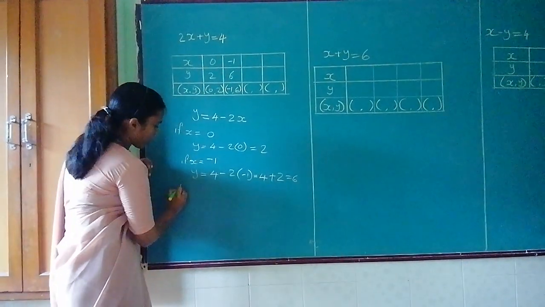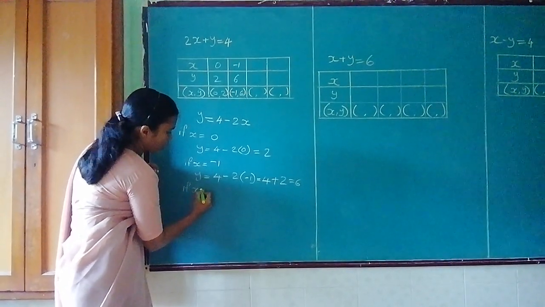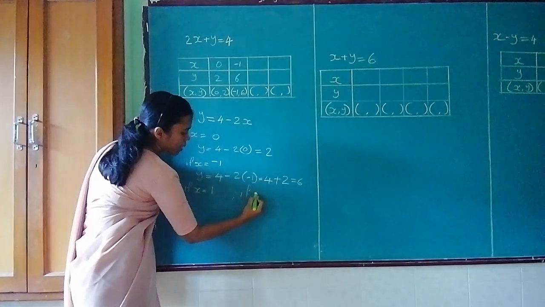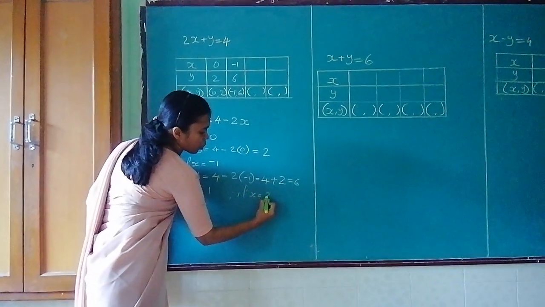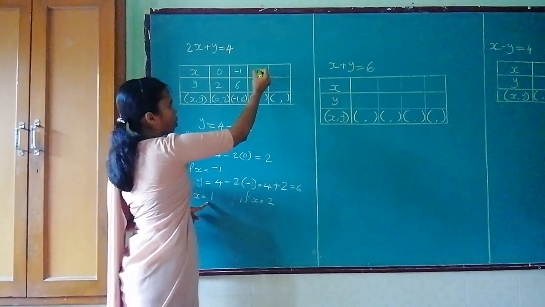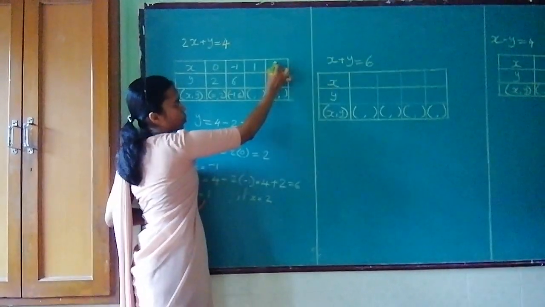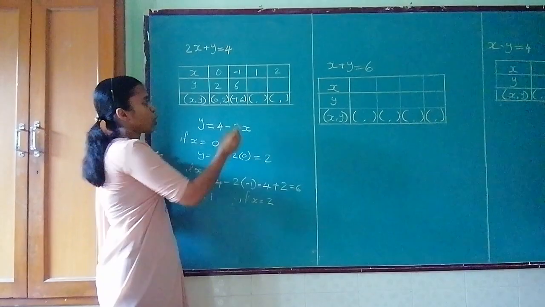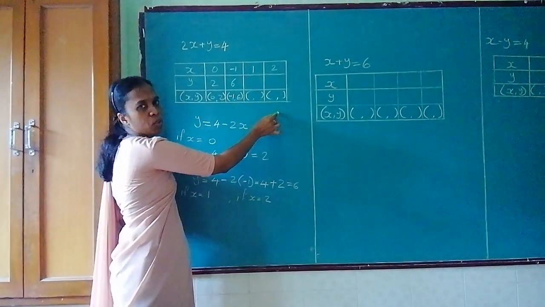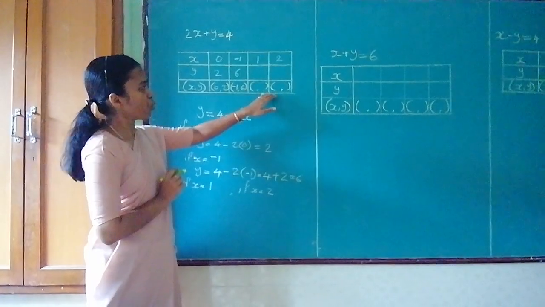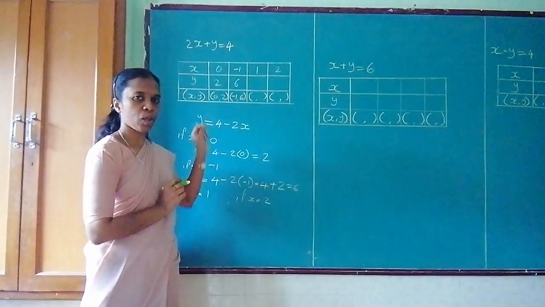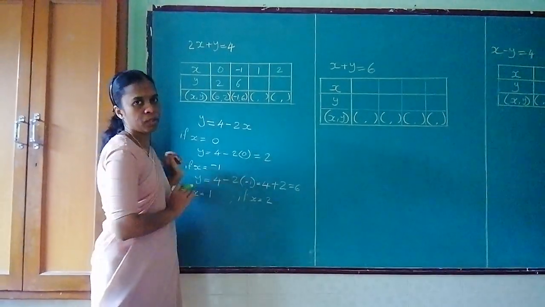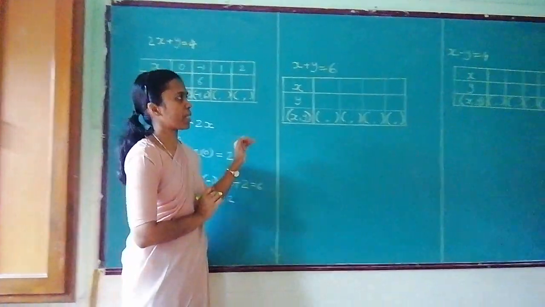I want you to complete this by writing if x is equal to 1 and also if x is equal to 2. Find the value for y and complete this table. So you will have 4 pairs of ordered real numbers. These 4 ordered pairs you have to plot on the graph and you will get a straight line for this equation. Is that clear? Let us look at a second example.